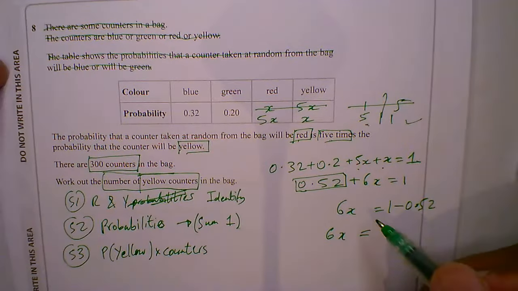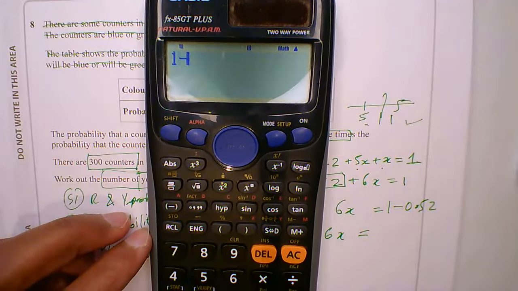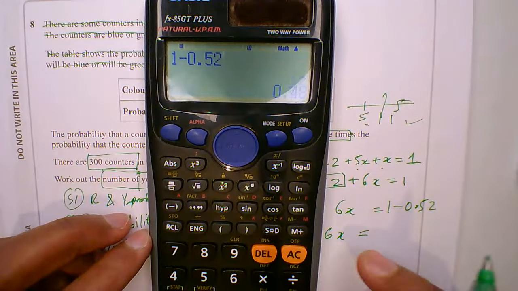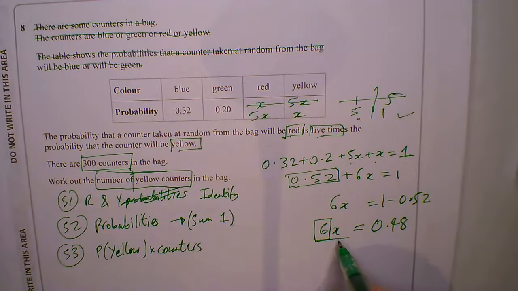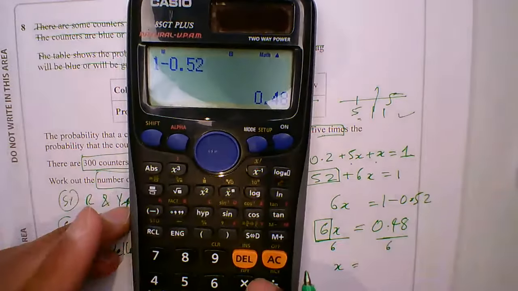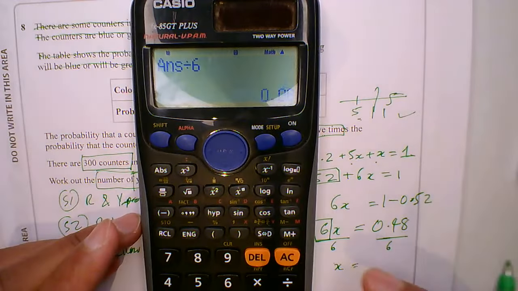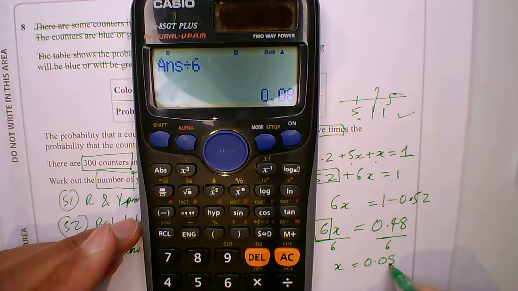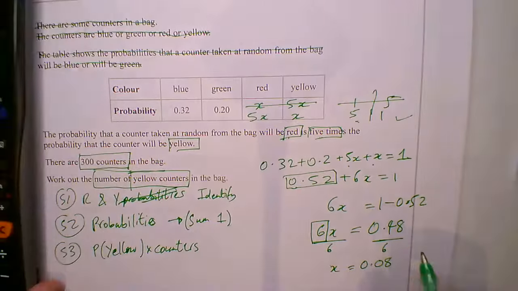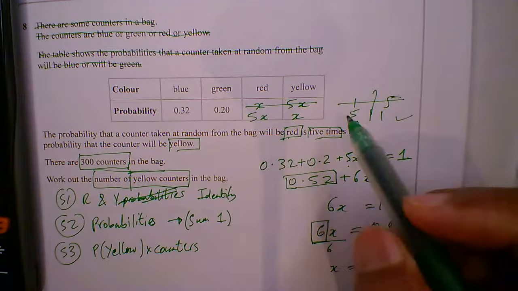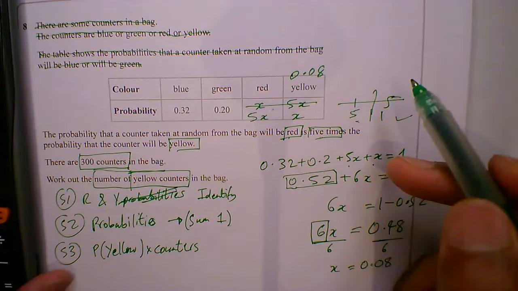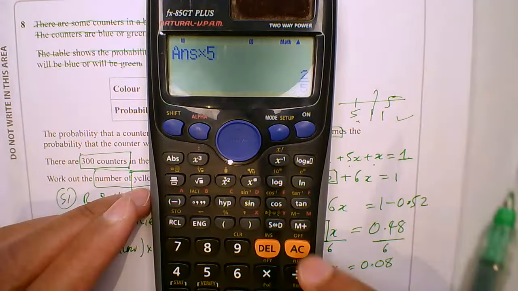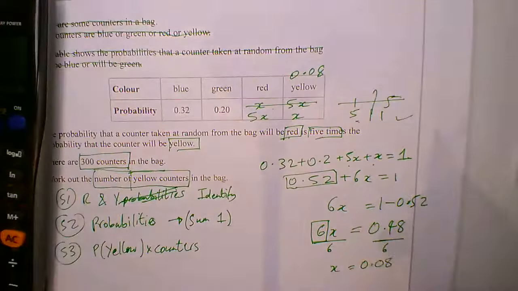6x equals, let's use our calculator, making sure we don't make any mistakes. And then the opposite of times by 6 is divide by 6. So x equals 0.08. Okay, so now I can put this into my table here. This is 0.08. And then I can just multiply that by 5. So 0.08 times 5 gives me 0.4.